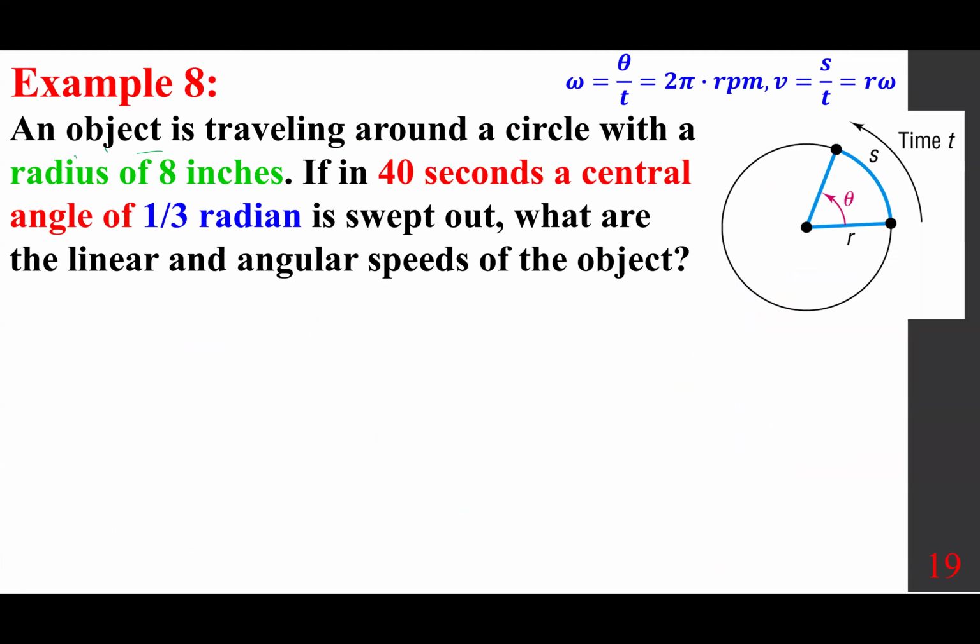An object is traveling around a circle with a radius of 8 inches. If in 40 seconds a central angle of 1/3 radian is swept out, what are the linear and angular speeds of the object? The very first thing we do, again, the formulas are here, we have to write the given.